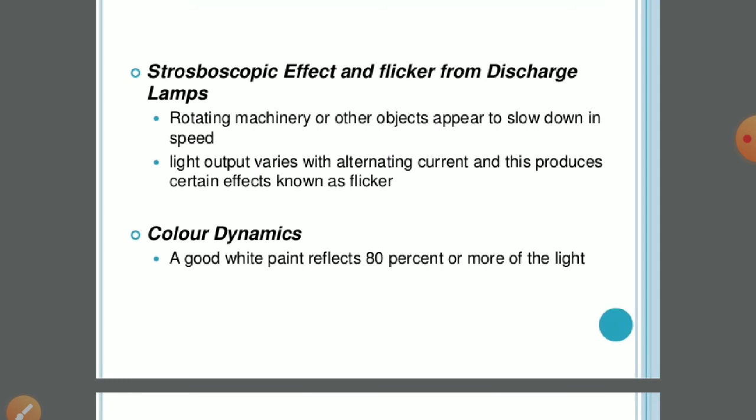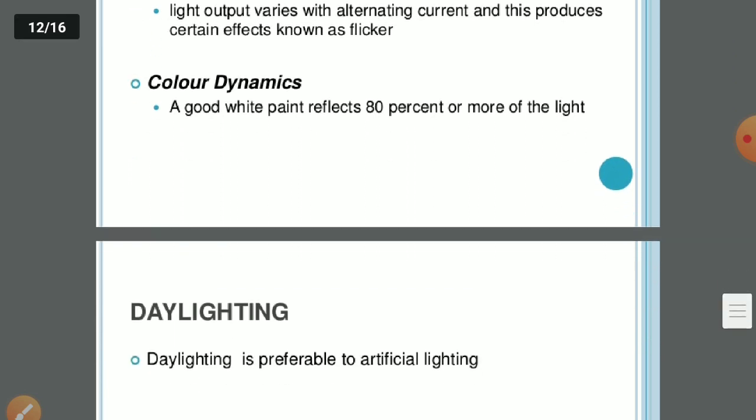Then color dynamics: as I said, a good white paint reflects around 80% or more of the light. So the space around your industrial lighting should also be painted with light colors, or white color.